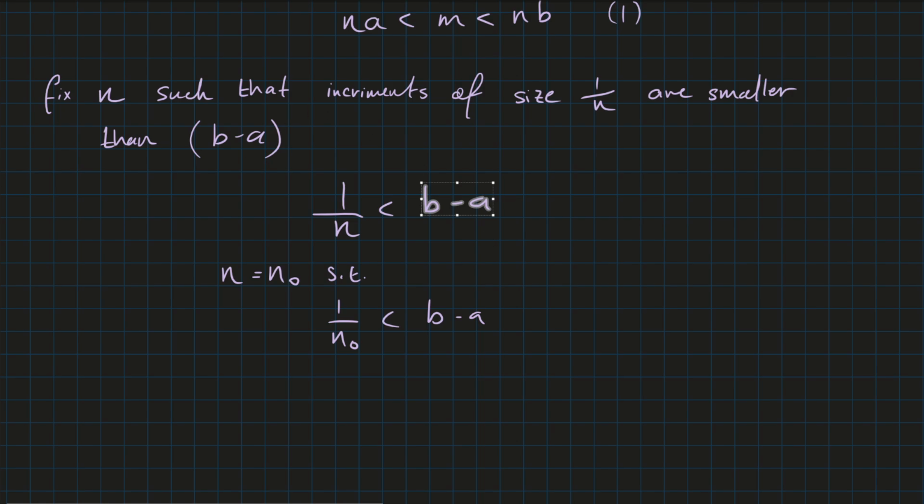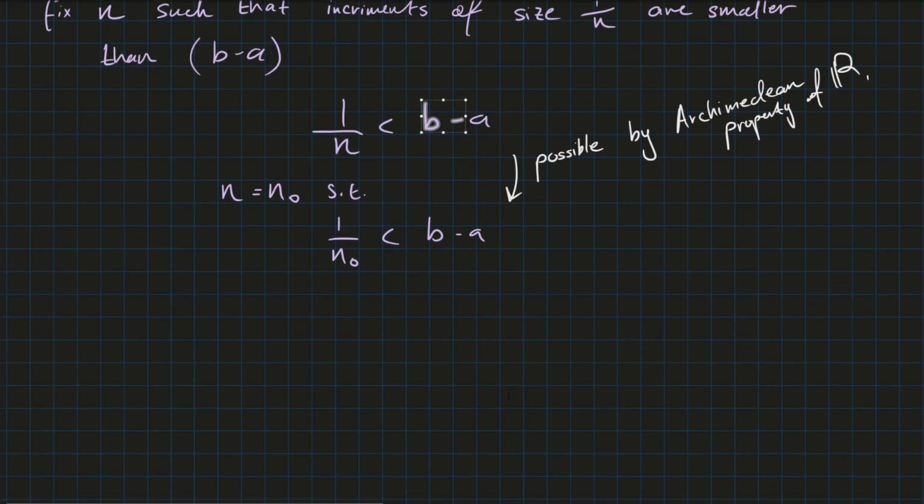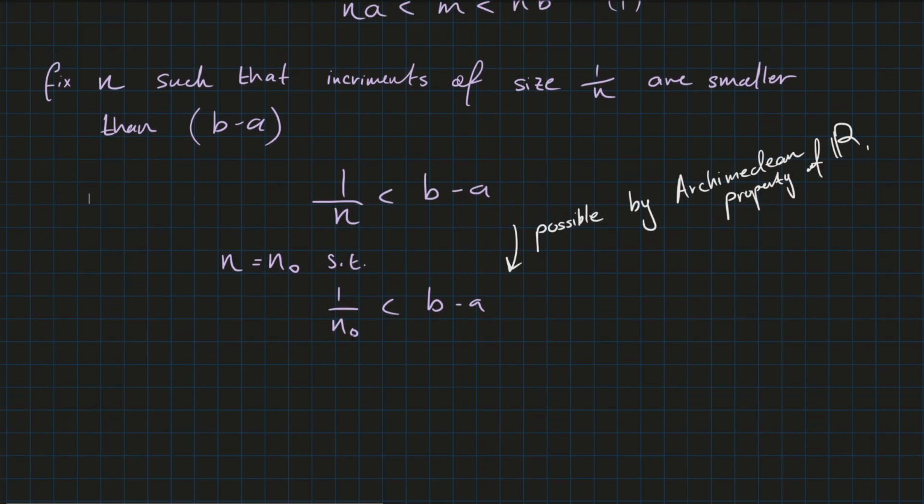And so the Archimedean property, which I will take as a property of R. So I would just say this is possible by the Archimedean property, which essentially states that we can always do this. As long as I have a real number here, I can always find some n such that 1 over n is less than the real number. Maybe we want to talk about that in another video, but that's the Archimedean property.